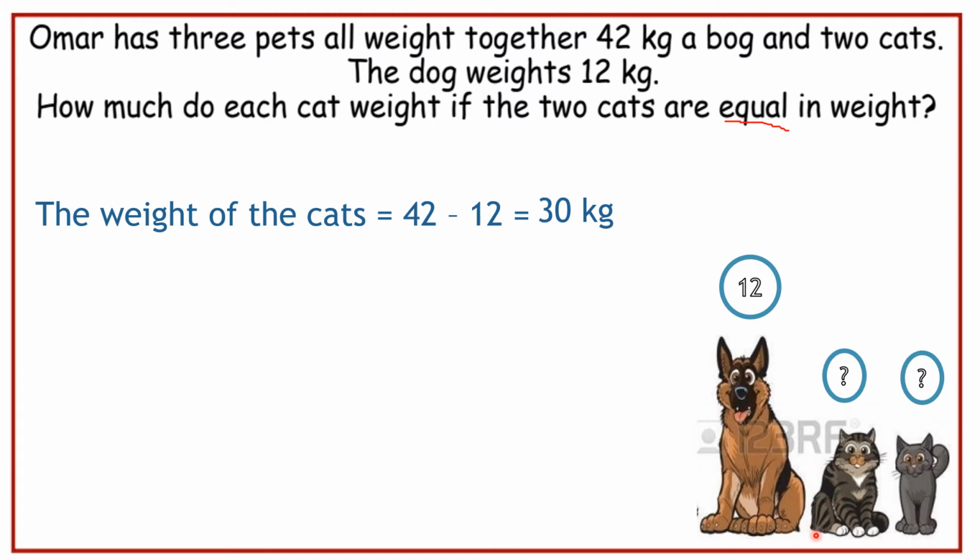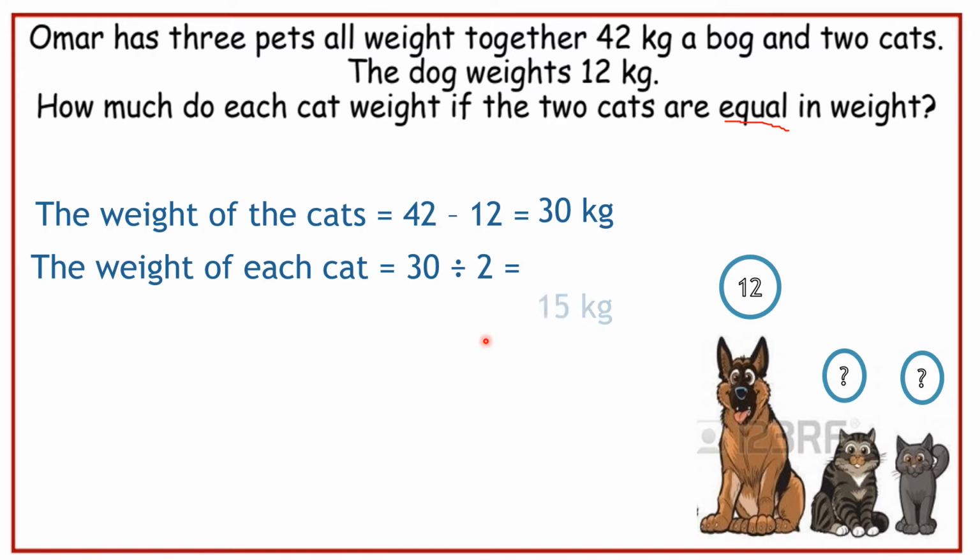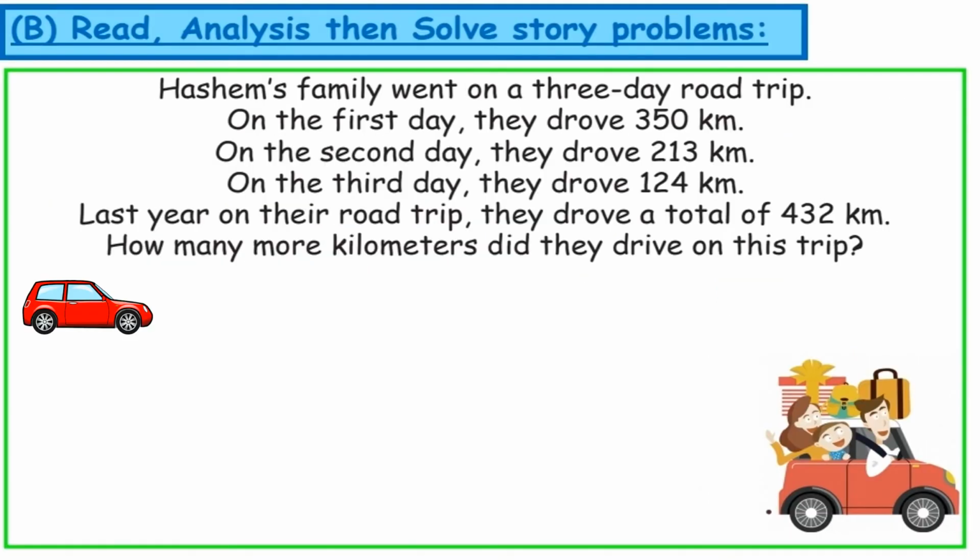So the 2 cats together are 30 kilograms. If they are equal, and I have 2 cats, I will divide 30 by 2 to find the weight of just 1 cat. 30 divided by 2 will give you 15 kilograms. So the weight of just 1 cat is 15 kilograms. Okay, pay attention to this one.